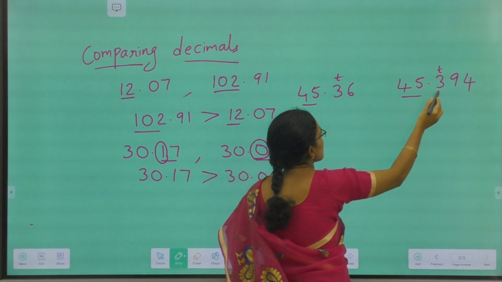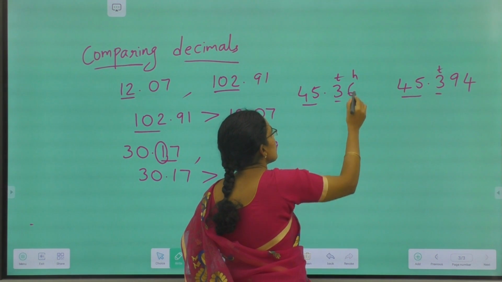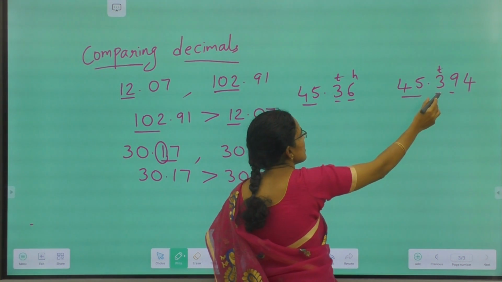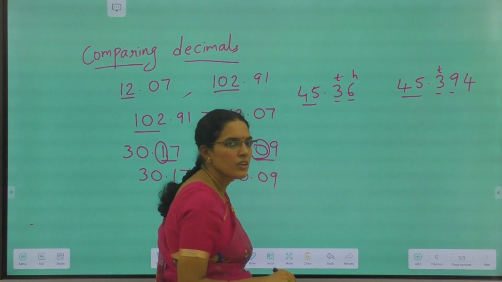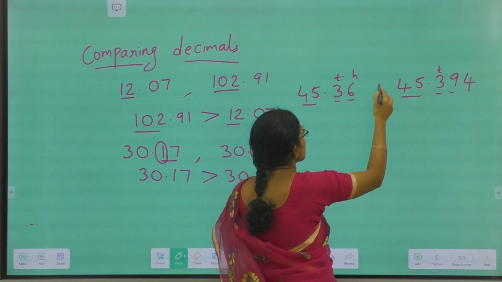Here the 10th place digit is also the same. Then the 100th place: here the digit is 6 and here it is 9. Therefore, which is greater? 45.394 is greater than 45.36. If you observe, you can also compare that 45.36 is smaller.